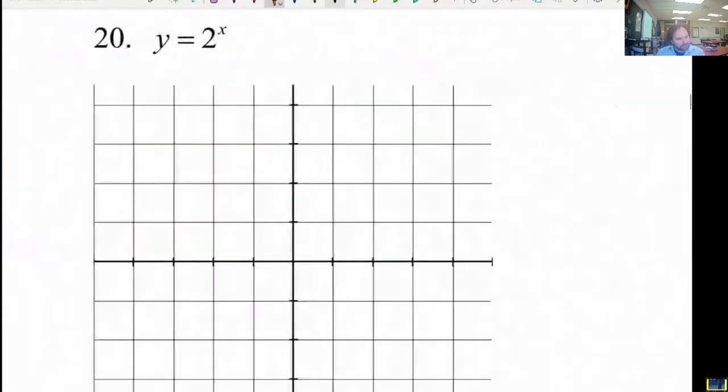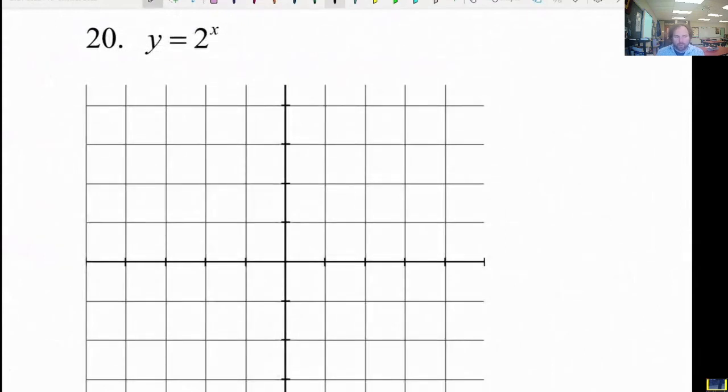Number 20, y equals 2 to the x, is going to look pretty much exactly like y equals e to the x over in the top left corner. It's basically the exact same graph. 0, 1 is still on this graph because anything to the 0 power is 1. And 2 to the first power is 2. 2 to the second power is 4, if you want to add that point on there. 2 to the 1/2 power is going to be the square root of 2, which is like 0.7 or something. And that pattern just continues. It looks exactly the same as every other exponential graph.